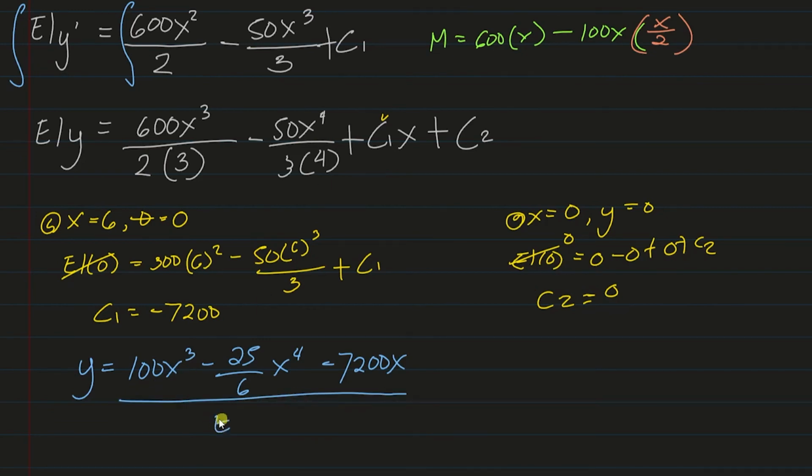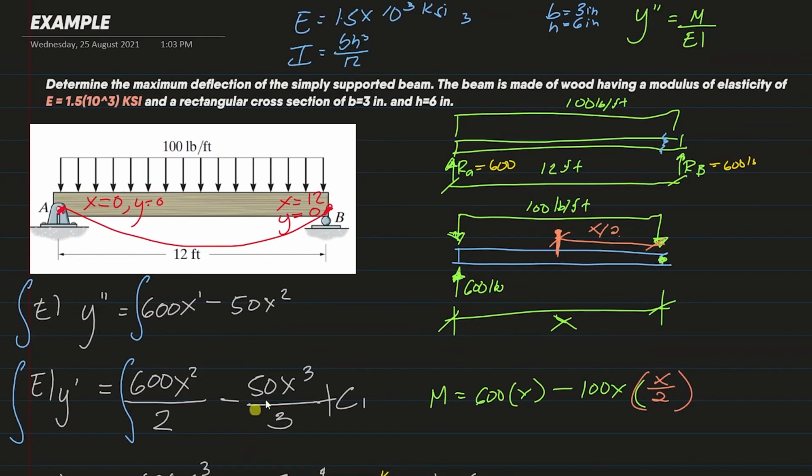So, ano ulit yung value ng ating EI? Balik tayo sa taas. Yung E natin is given 1.5 times 10 raised to 3 KSI and our I is base height cube over 12. So, solve muna natin to para minsanan na. Base natin is 3. Height is 6. 3 times 6 cube divided by 12. That is 54. So, that will be 54 inches to the 4th power kasi inches times inches cube.